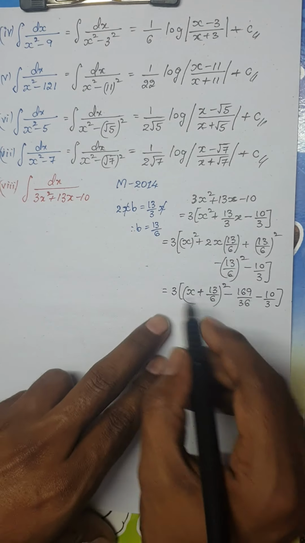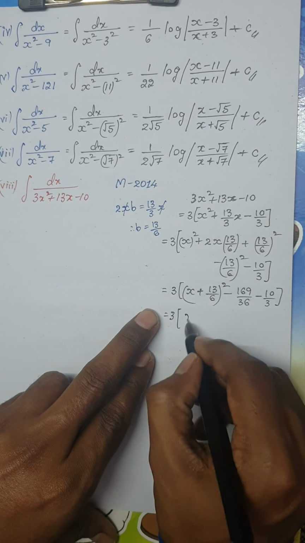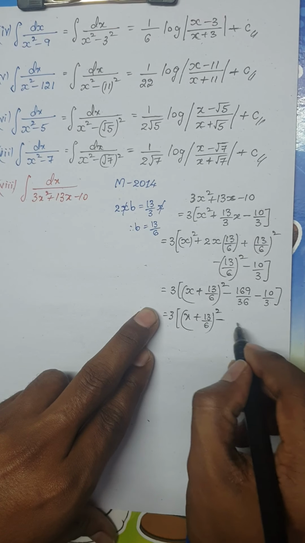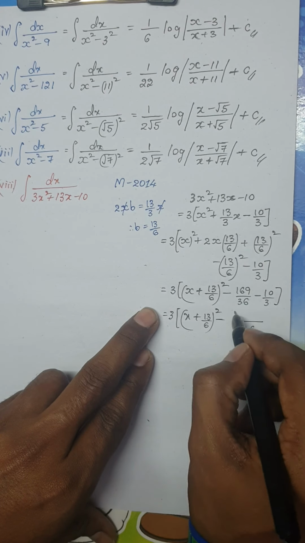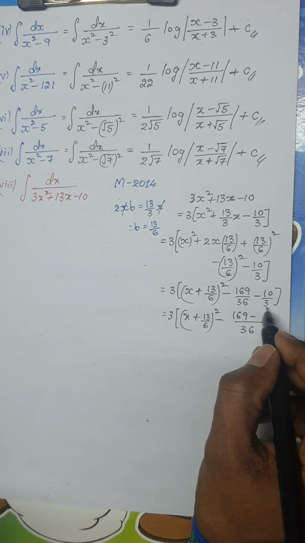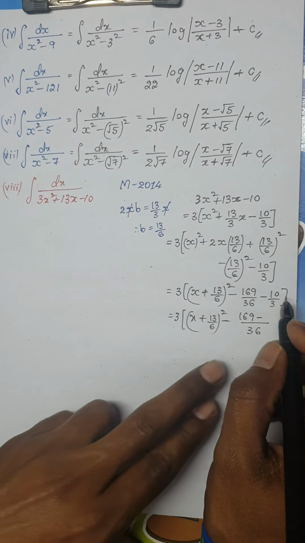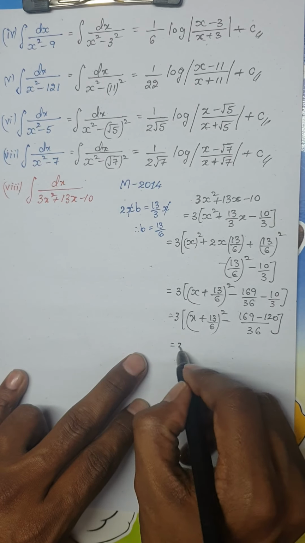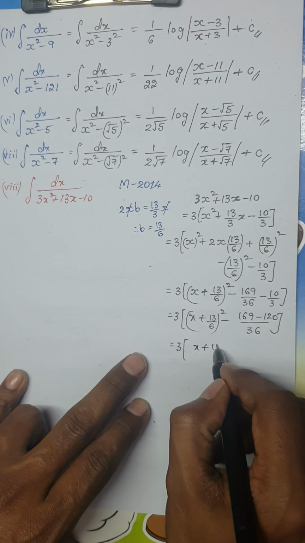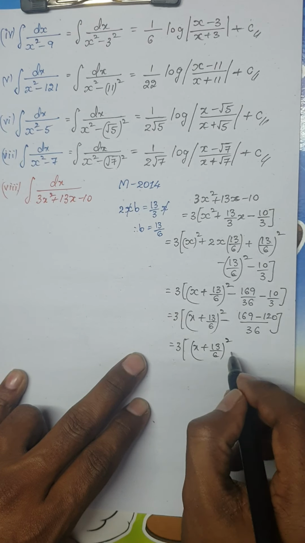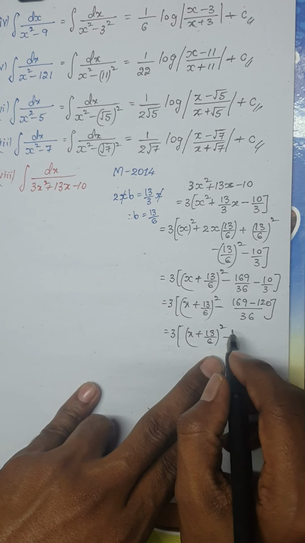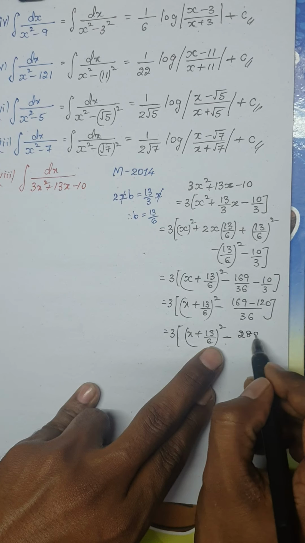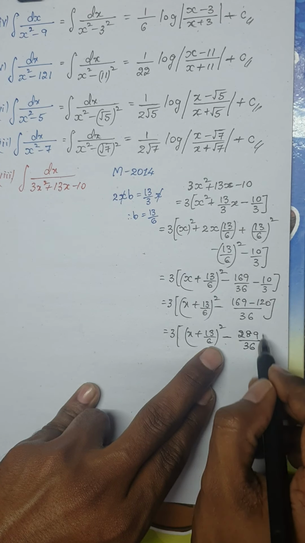If you take the LCM, the term will be x plus 13 by 6 whole square minus, the LCM of both terms would be 36, and this will be 169 plus, we know 12 threes are 36, so 12 into 10 gives 120. This can be written as 3 times x plus 13 by 6 whole square minus 289 divided by 36, since 169 plus 120 is 289.